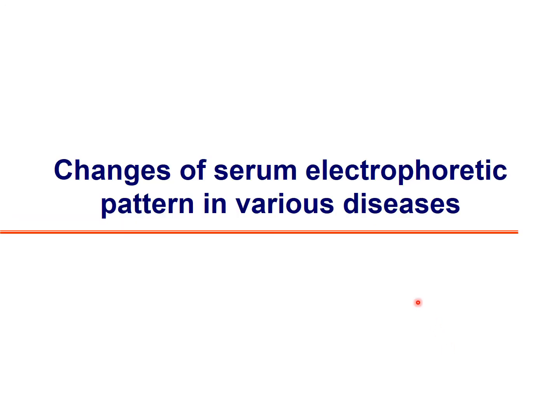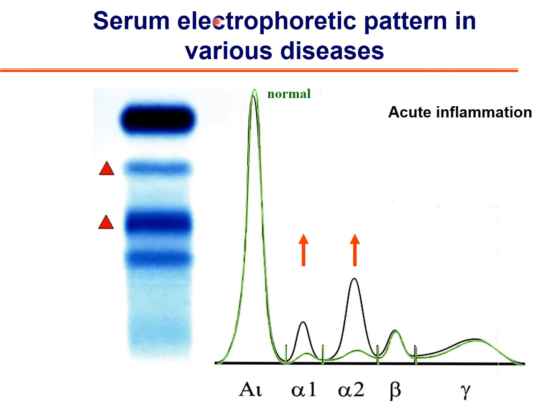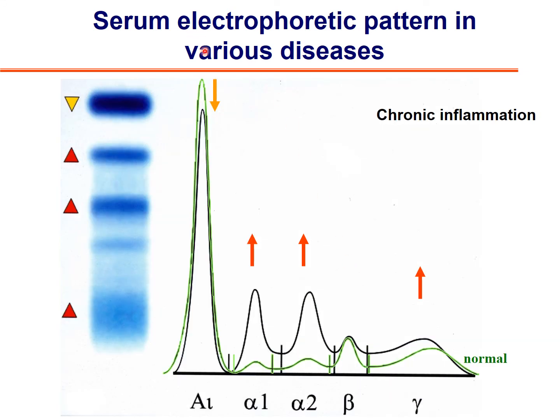Let's see how the serum electrophoretic pattern looks in various diseases. We mentioned first, for example, normal and acute inflammation. The green line represents the densitometry of the normal plasma protein. In acute inflammation, as we mentioned, the albumin level decreases, while the alpha-1 and alpha-2 bands increase. In a case of chronic inflammation, albumin decreases further, and besides the alpha-1 and alpha-2, the gamma portion is going to elevate as well.